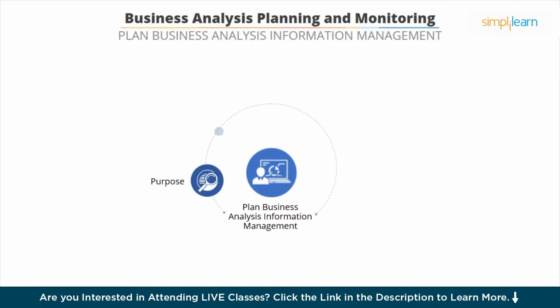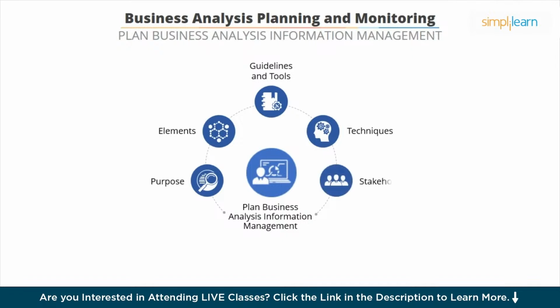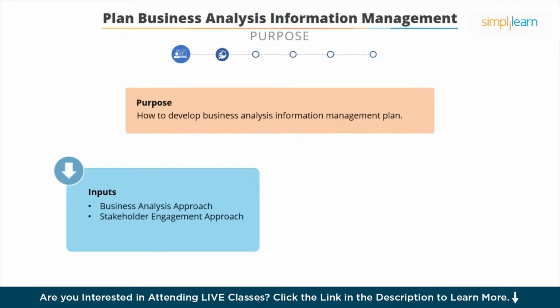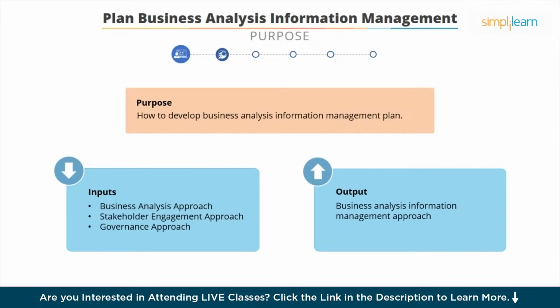In this topic, you will learn to assess business analysis work and to plan to improve processes where required. Let's deep dive into this task. The purpose of this task is to develop the Business Analysis Information Management Plan. The Business Analysis Approach, Stakeholder Engagement Approach, and Business Analysis Governance Approach are the inputs to this task, and its output is the Business Analysis Information Management Approach.